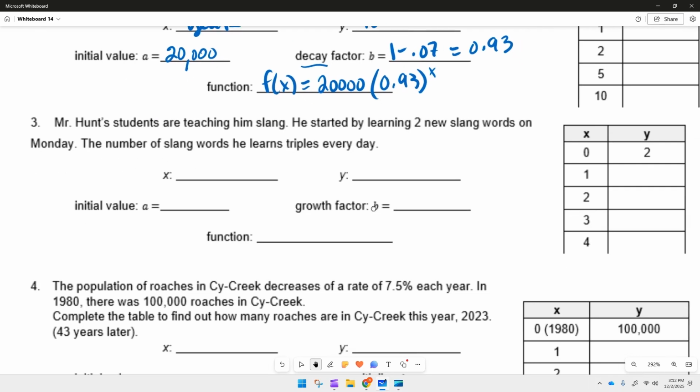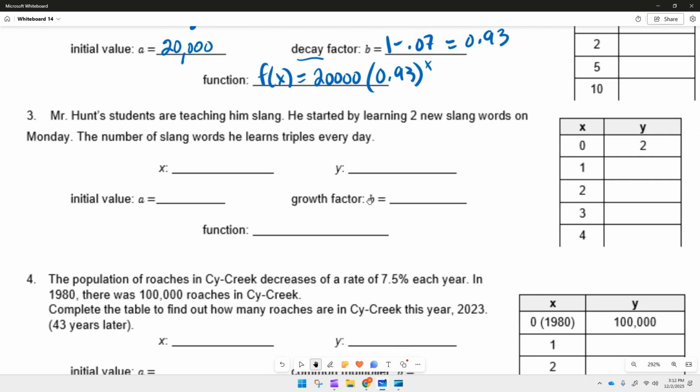So I'm going to go ahead and skip forward to number 3, specifically because it's worded a little bit different from 1 and 2. Mr. Hunt's students are teaching him slang. He started with 2 new slang words, so that means our initial value is 2. And the number of slang words he learns triples each day. Now, think about this. What we're doing is we're multiplying each previous value by 3, not 1 plus 3.